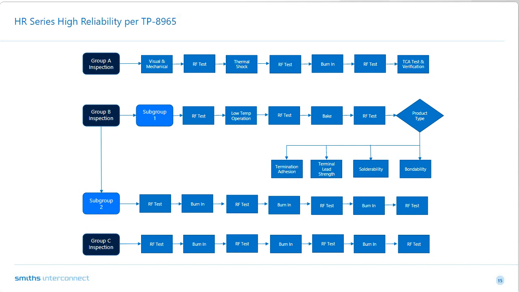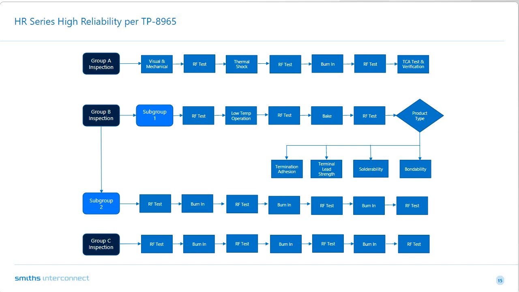Then we move into a thermal shock, and a thermal shock usually consists of several cycles, usually 5 to 10 cycles of negative 55 degrees C up to 125 degrees C to make sure there's no micro cracks or any imperfections in the components that could cause reliability issues later on down the road. Again, we'll remeasure these parts, even doing a delta comparison to make sure the parts aren't drifting and that they are stable. From there, we move into an environmental burn-in.